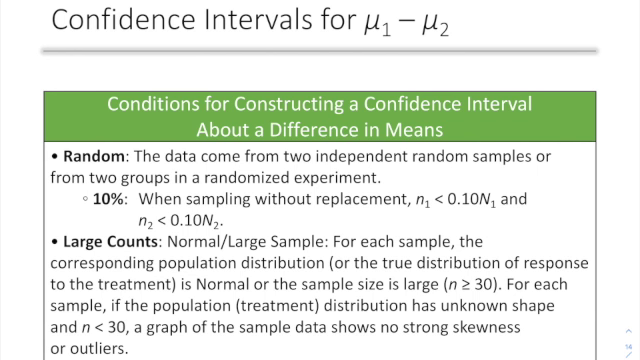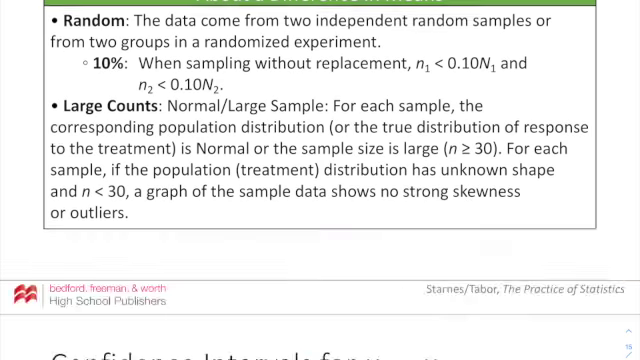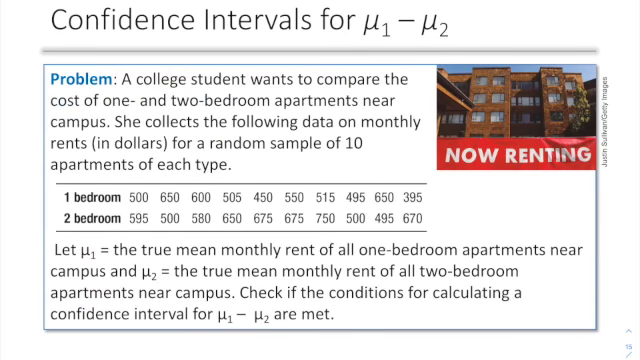Now let's look at confidence intervals for the difference of means. So we still have our three conditions: random, 10%, and large counts. A college student wants to compare the cost of 1 and 2 bedroom apartments near campus. She collects the following data on monthly rent for a random sample of 10 apartments of each type. So we're looking at 1 bedroom and 2 bedroom apartments.